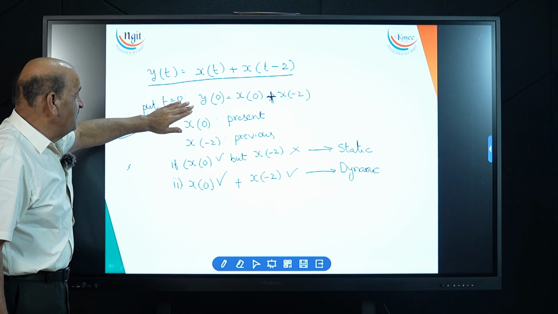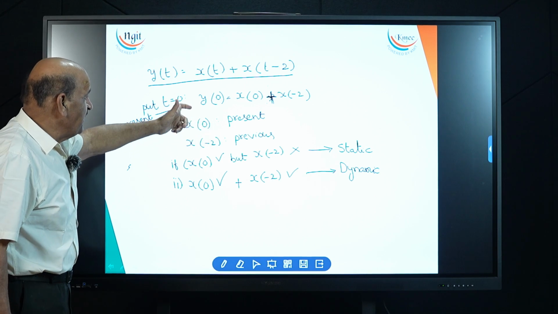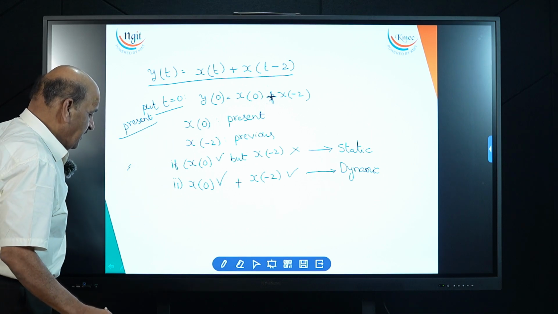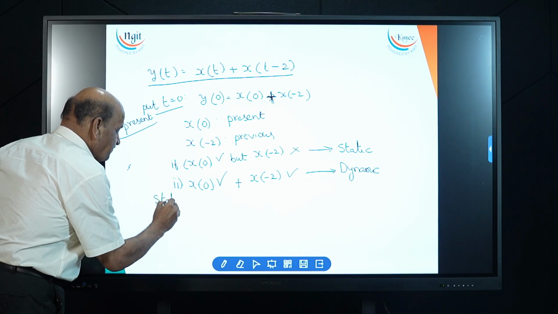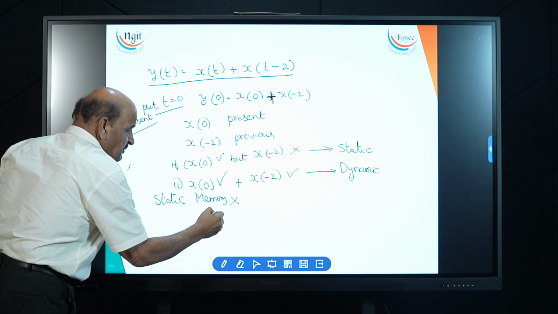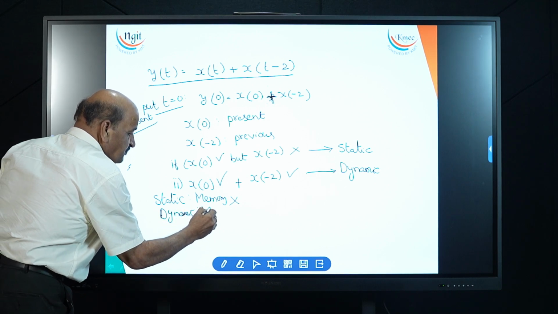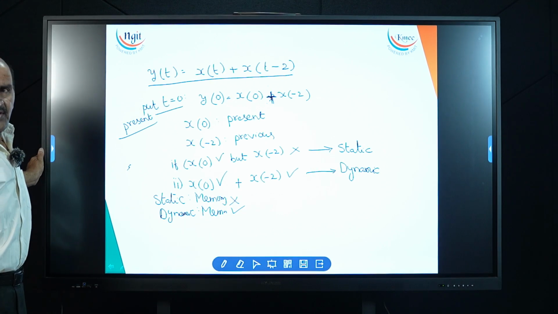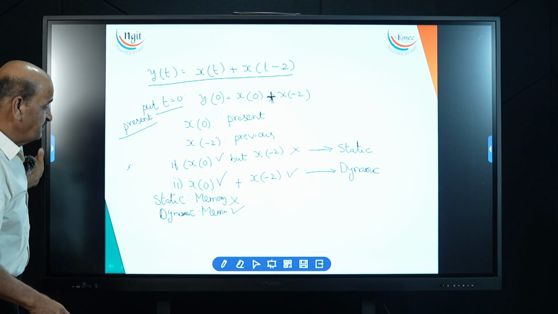It is always followed by a mathematical equation. Always followed by a mathematical equation. So students have to refer to this very carefully. This is static and dynamic. One important point we are supposed to make is that static means always memoryless. Always memoryless. Dynamic means always memory. These two things students have to observe very clearly. This ends the topic of static and dynamic.